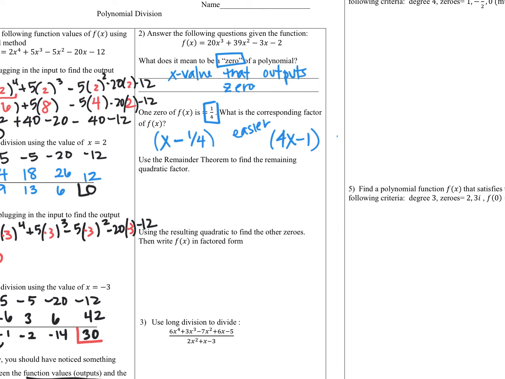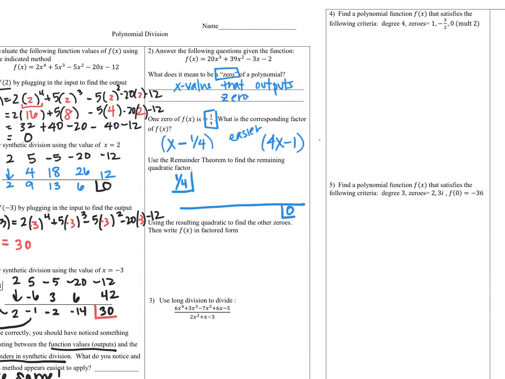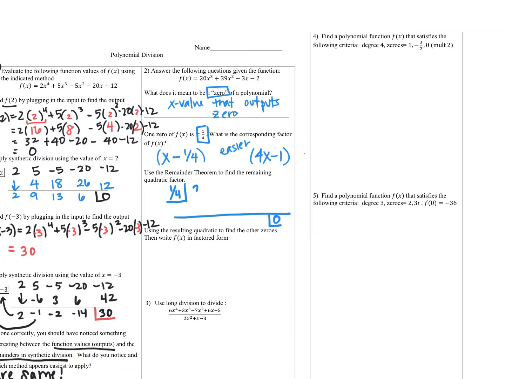So it says use the remainder theorem to find the remaining quadratic factor. So if we know that's going to be a 0, then what we saw is that we can use that to see what is actually dividing up that polynomial. So I'm going to write the coefficients. We have 20, 39, negative 3, negative 2. That's coming from those coefficients.